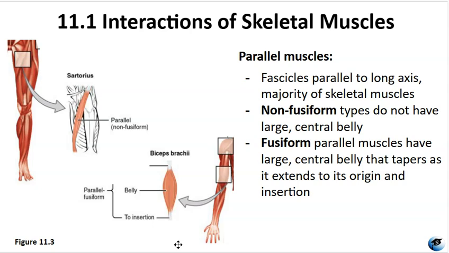Some parallel muscles are non-fusiform, meaning they do not have a large central belly, and then fusiform parallel muscles feature a prominent central belly that tapers at both ends as it extends towards its origin and insertion points. So this here is the sartorius muscle, and this is a parallel muscle, but it is not fusiform. And then, of course, you have the biceps, classic example of a fusiform parallel skeletal muscle.